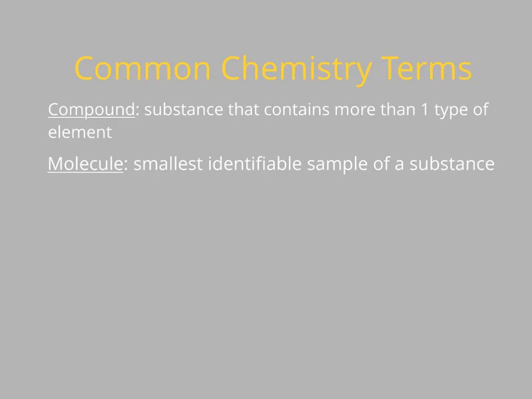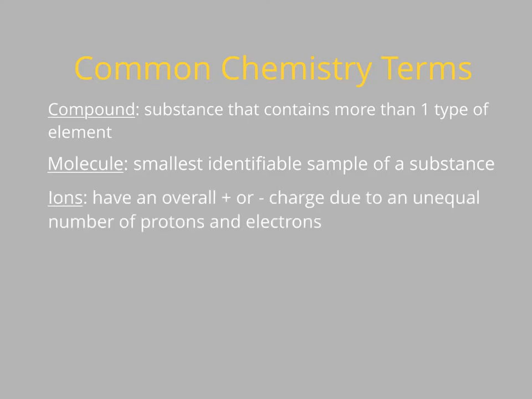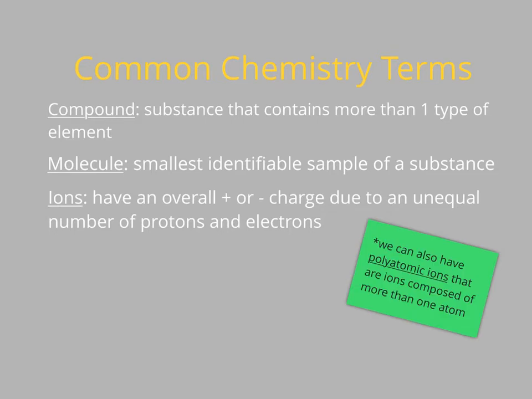Finally, our last 2 terms are ions and isotopes. So as we mentioned, atoms of the same element have the same number of protons. That's not going to change, but sometimes our numbers of electrons and neutrons can change, and when that happens, we get ions and isotopes respectively. In a normal atom of an element, we have equal numbers of protons and electrons. But sometimes, if we lose or gain electrons, we form an ion. So ions are atoms that have unequal numbers of protons and electrons.